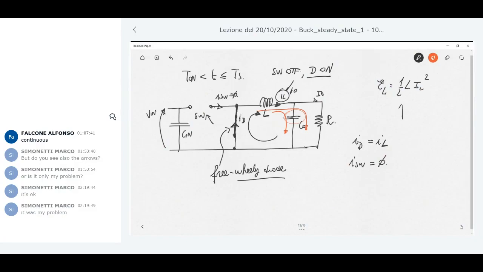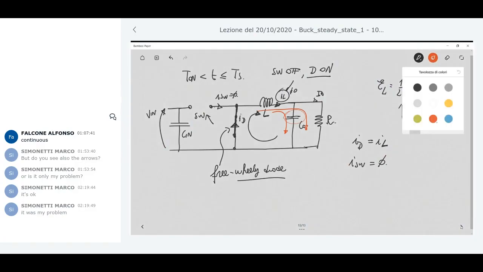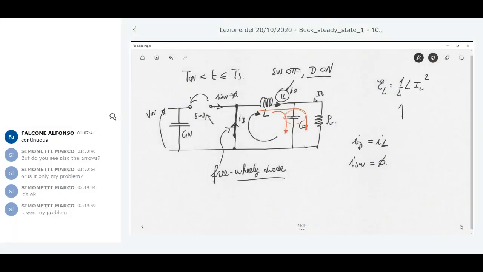Okay, so the current through the switch is zero. What is the voltage across the switch? The voltage across the switch is simply V in. So the voltage across the switch is equal to V in. What about the voltage across the diode? The voltage across the diode is null because the diode is on, and I consider it as ideal.